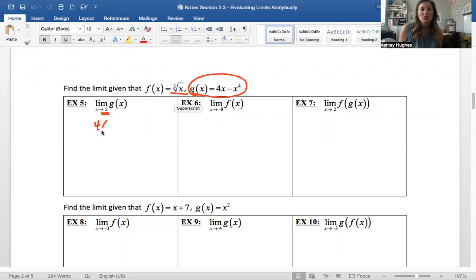So I'm going to plug 2 into each x. Substitute 2 into each x. So this is 4 times 2, 8, minus 2 to the 4th, which is 16. So your answer is negative 8.